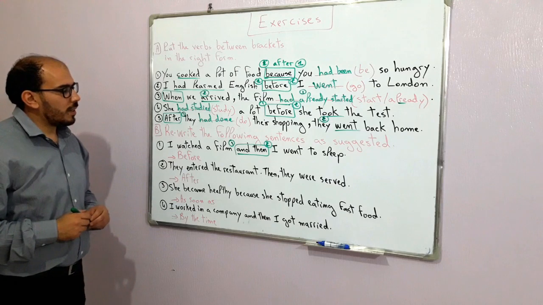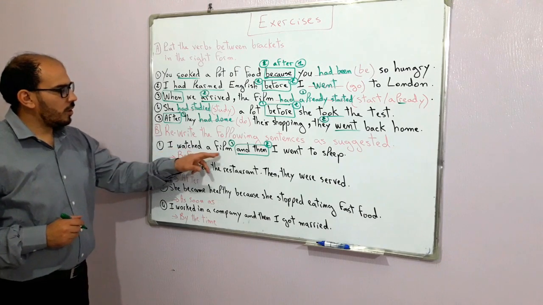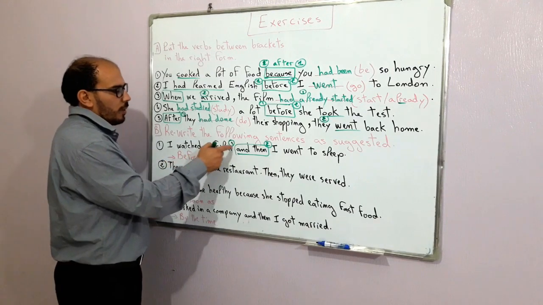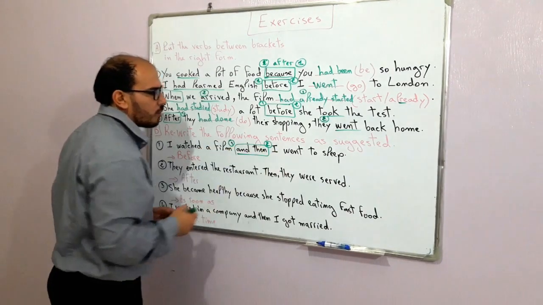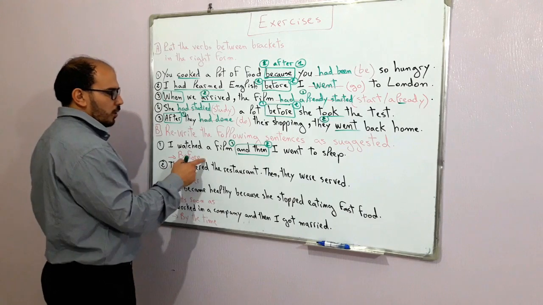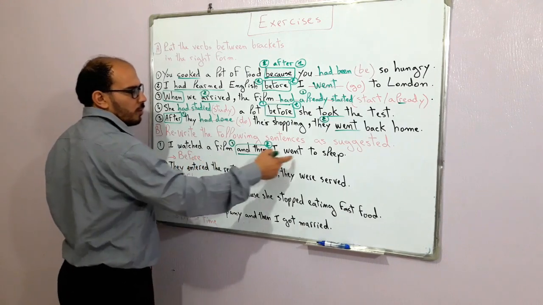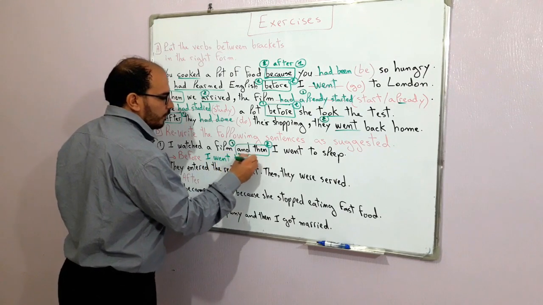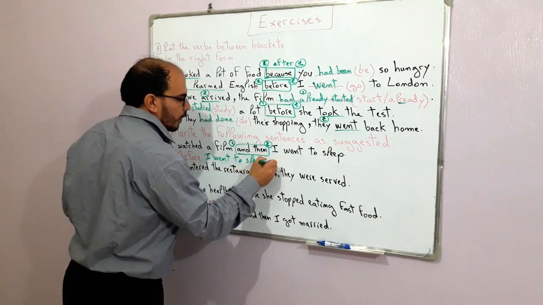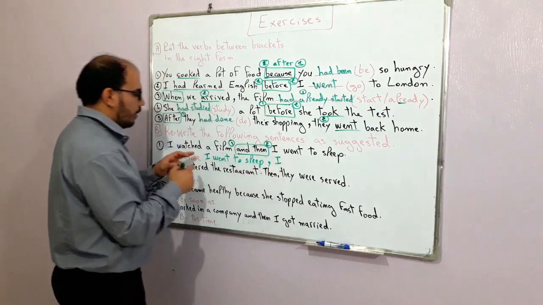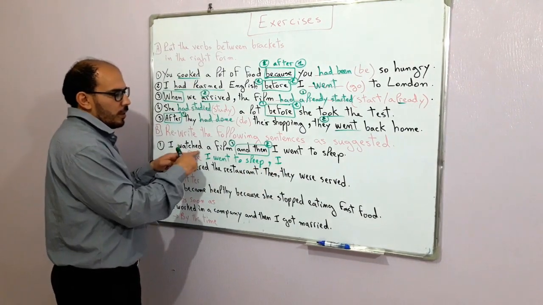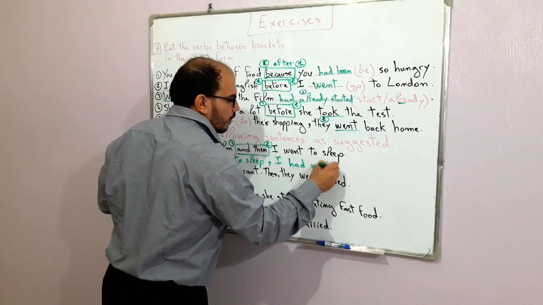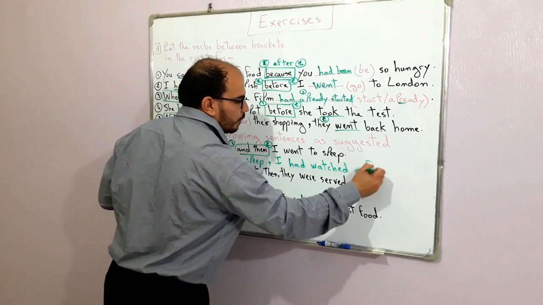Next, rewrite the following sentences as suggested. I watched the film and then I went to sleep. So I watched the film, this is activity number one. I went to sleep, this is activity number two. Before two we have one, so before I went to sleep, comma, and we have activity number one, so it must be written in the past perfect. I had watched a film.